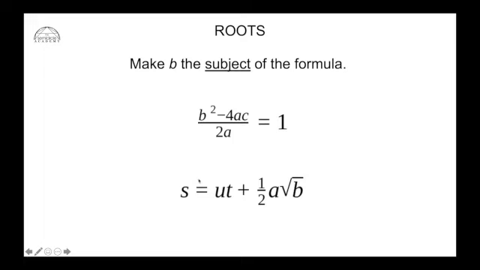For the first one, you could just add the 4A and the 2A and make it 6AC. No, because one of them, and let's just do it.